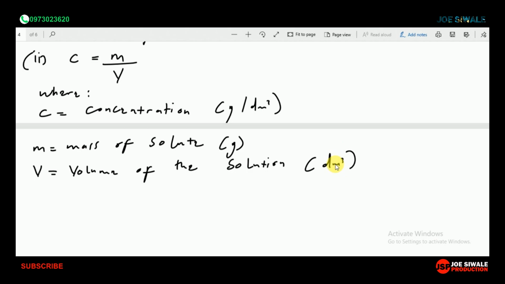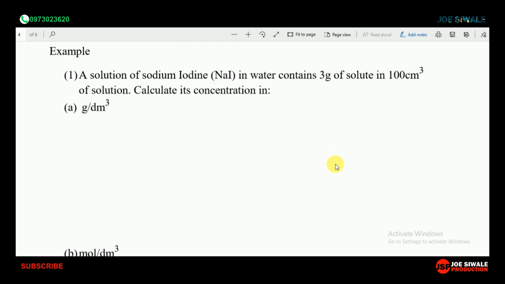Let us now look at our examples. We have the first example. A solution of sodium iodine in water contains 3 grams of solute in 100 cubic centimeters of solution. Calculate its concentration in gram per cubic decimeters. So the first thing we're going to do is to collect our data. The mass we have been given as 3 grams. Then the volume we have been given as 100 cubic centimeters.